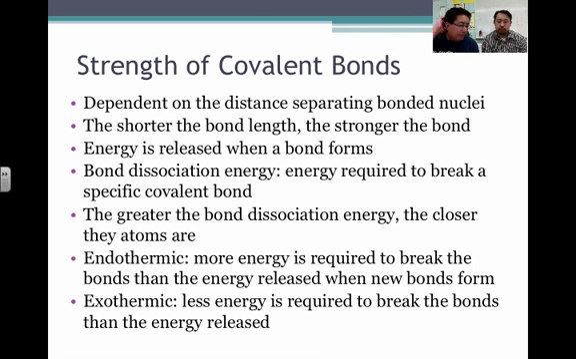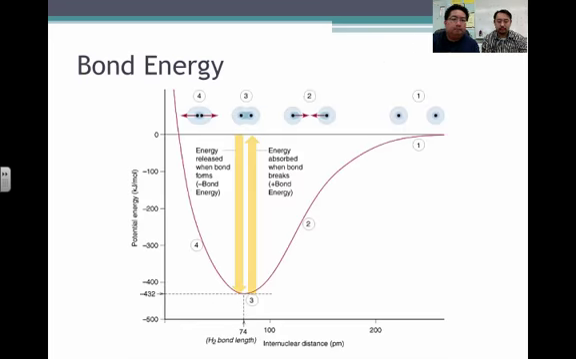And then we've talked about endo and exothermic before. Remember, in endothermic reactions, energy has to be put into the process. So for that to happen, more energy has to be put into breaking the bond than what's released. And oppositely, exothermic means that more energy is released than the amount of energy that goes into breaking it in the first place.